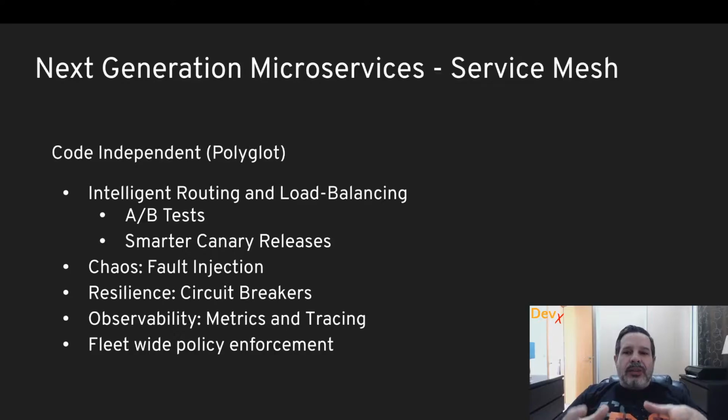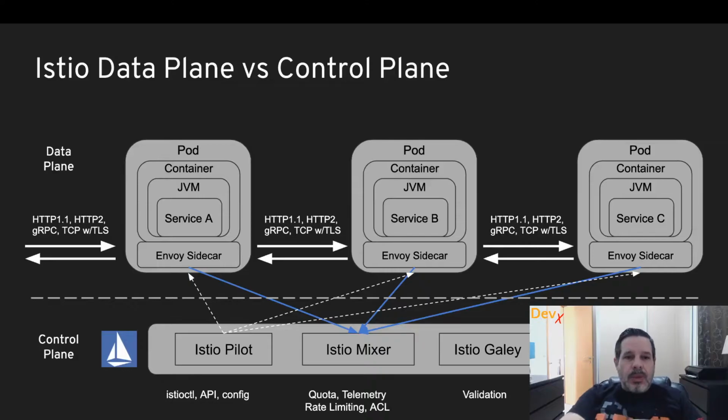Okay, so what can you do with a service mesh? Well, first, as I said, it's polyglot. No matter what language you are using, it's code independent. It allows you to have intelligent routing and load balancing, promoting an easy way to perform A/B tests and smarter canary releases. I will show that to you in a demo. It allows you to have chaos tests with fault injection, resilience with circuit breakers, observability with metrics and tracing, and fleet-wide policy enforcement.